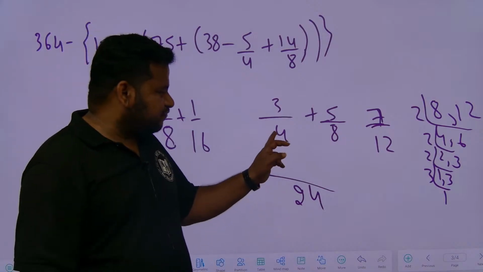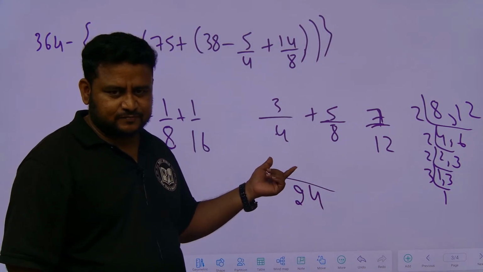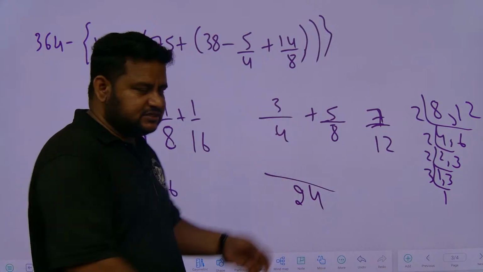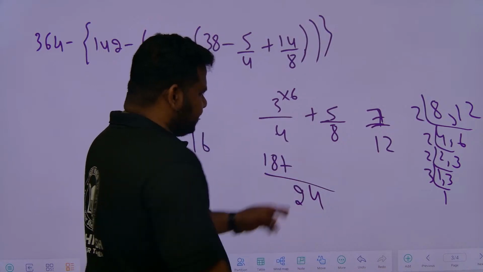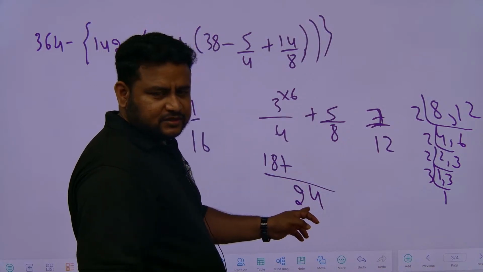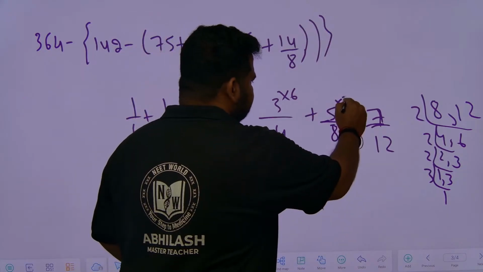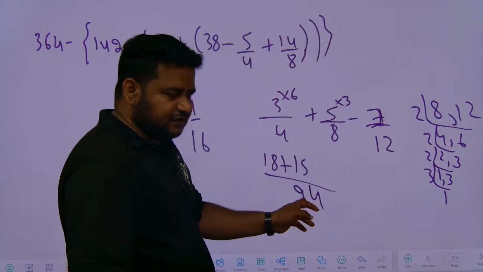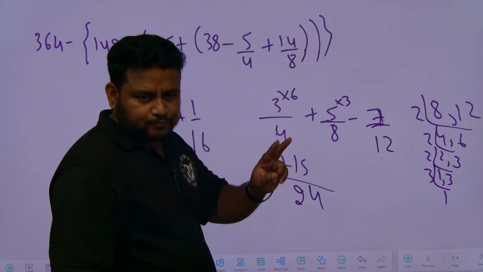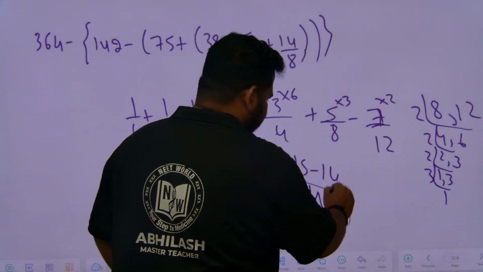So see here, 24 if we divide by 4, what quotient will you get? 6. So 6 into 3 is 18. 24 divided by 8, what is the quotient? 3. So 3 into 5 is 15. Next here it is minus. 24 divided by 12, what is the quotient? 2. 2 into 7 is 14. But it is minus 14.